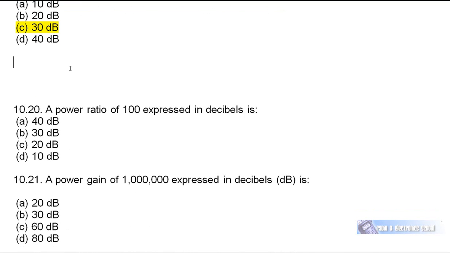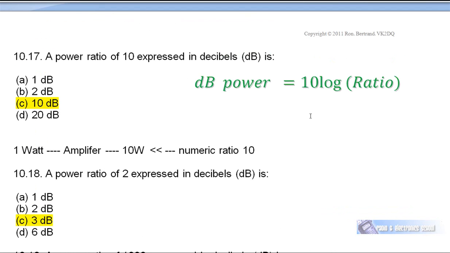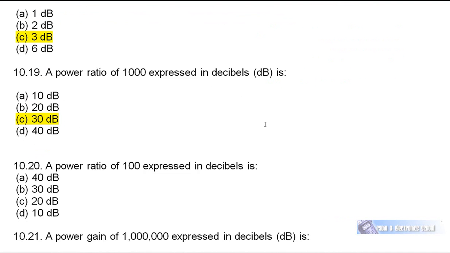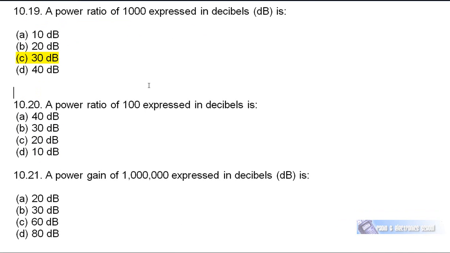And another one, all the same. These are all the same, using this equation here. dB for power is 10 times the log of the ratio. In question 1020, we're told the ratio is 100. The log of 100 is 2. And then we've got to multiply that by 10. And that would be 20 dB.